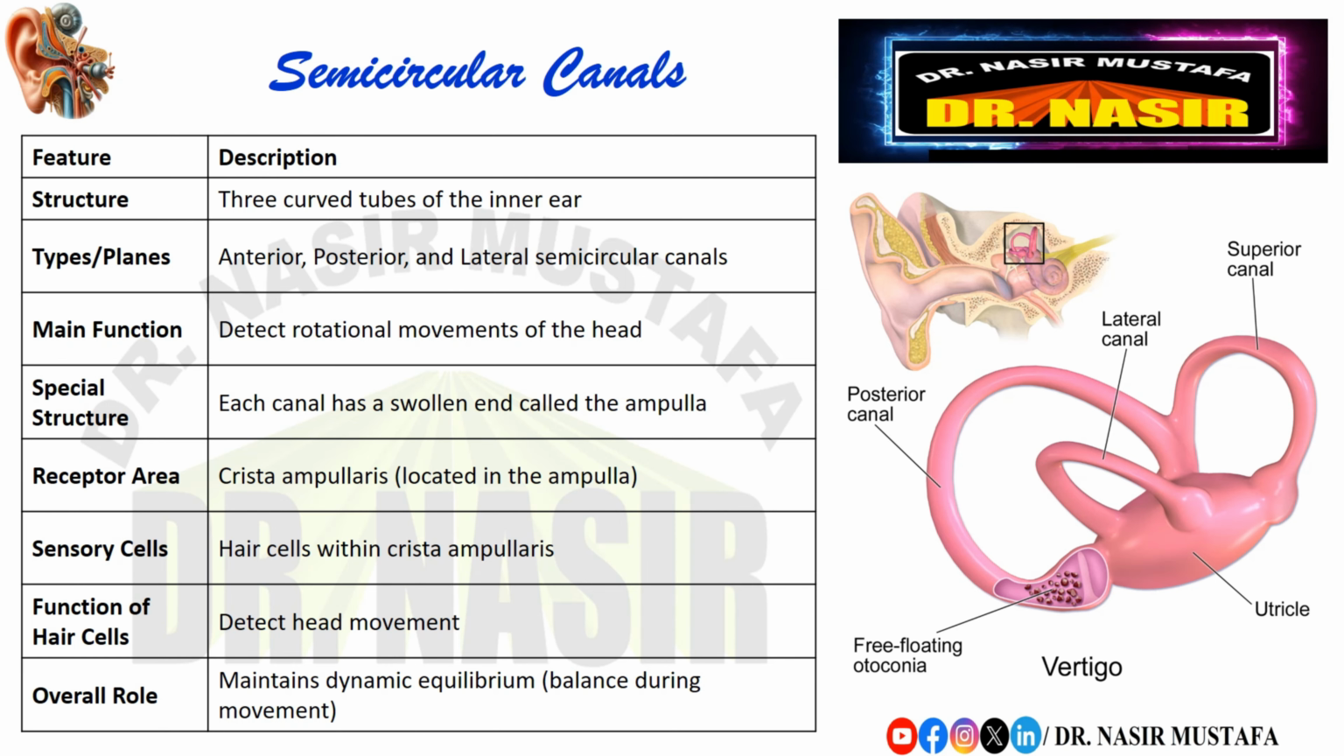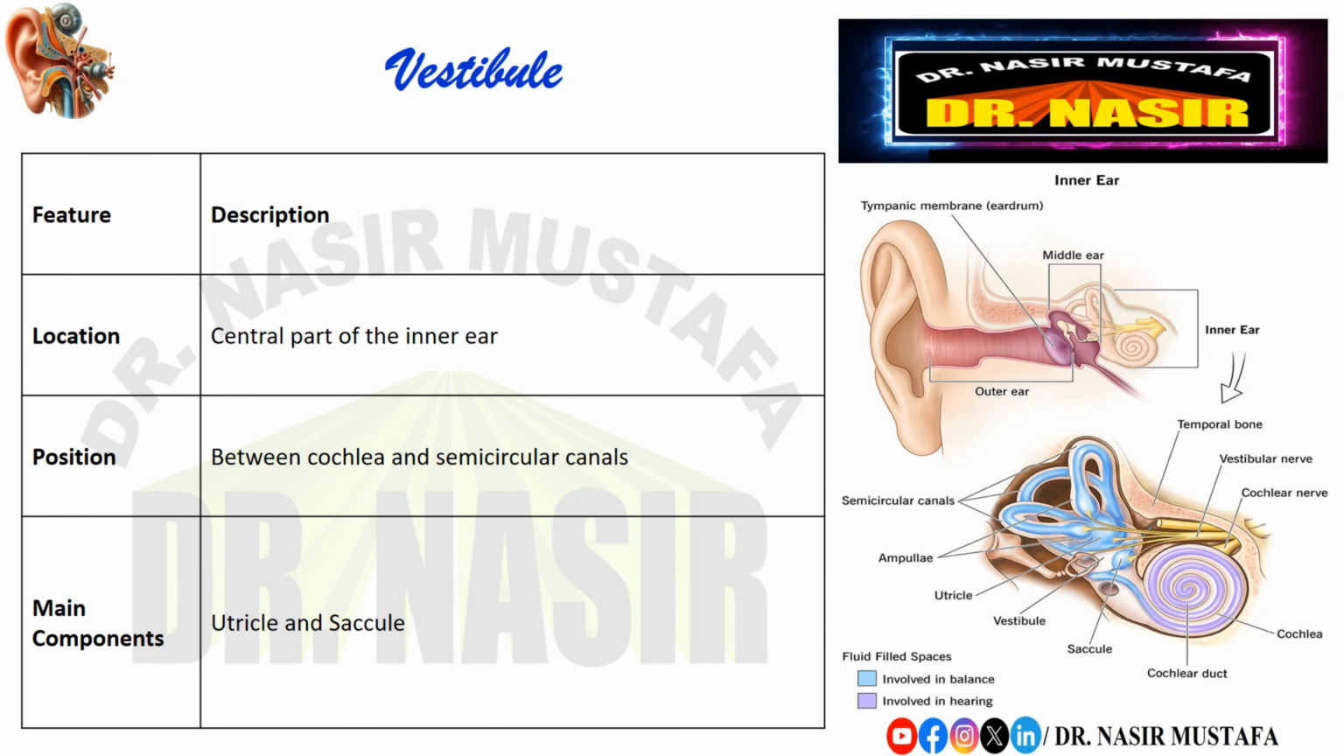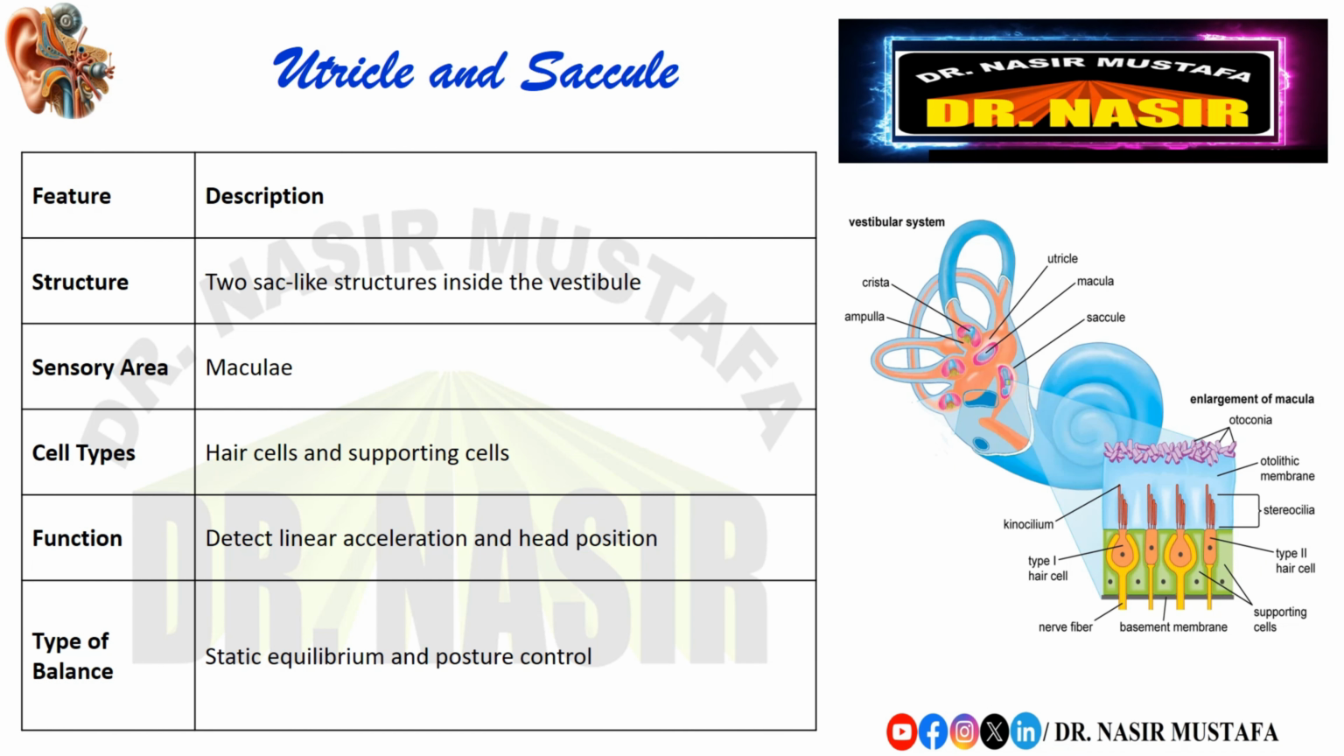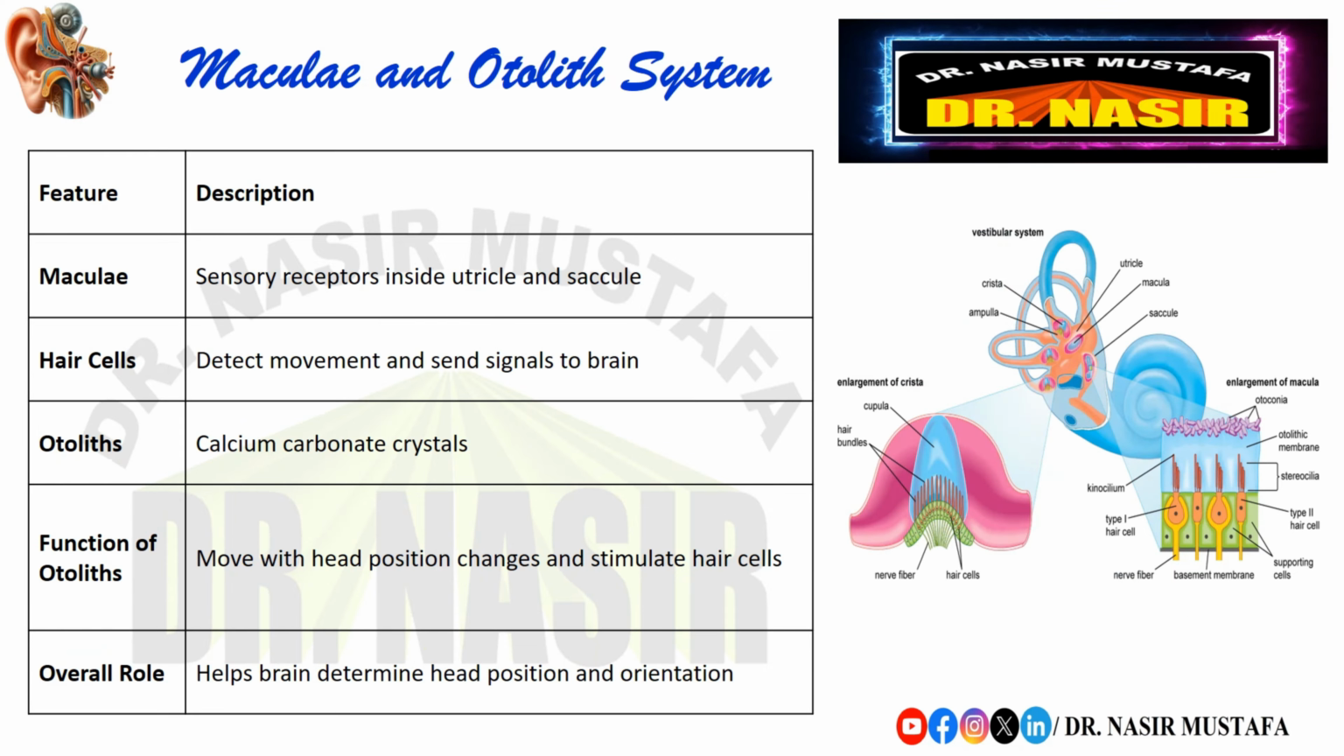Vestibule. The vestibule is the central part of the inner ear and lies between the cochlea and the semicircular canals. The vestibule contains two sac-like structures called the utricle and the saccule. These structures contain sensory receptors known as maculae. The maculae contain hair cells and supporting cells. The utricle and saccule are responsible for detecting linear acceleration and head position.